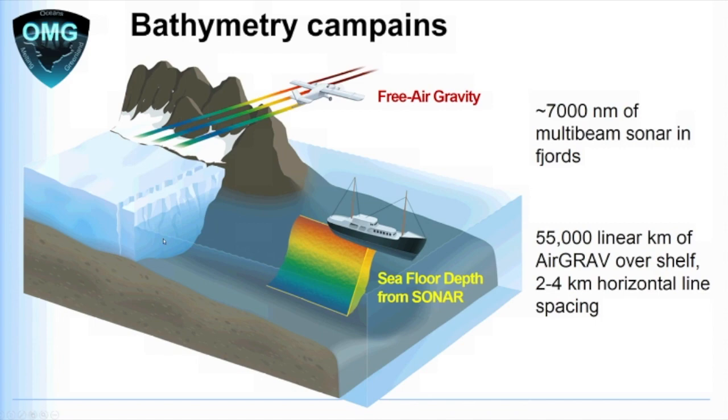These gravity measurements, as the plane flies over, if there's a trough or some deeper area, then the pull of gravity is actually slightly smaller. The gravimeters aboard, the accelerometers aboard the aircraft measure this, and you can invert that and reconstruct the shape and depth of the seafloor.